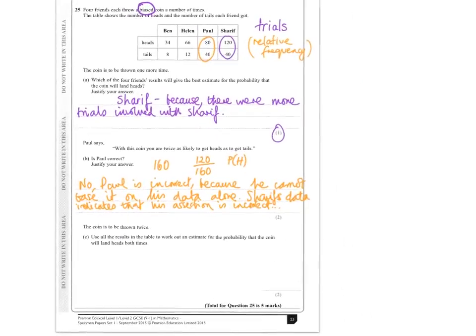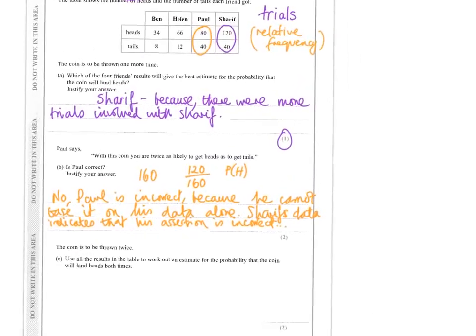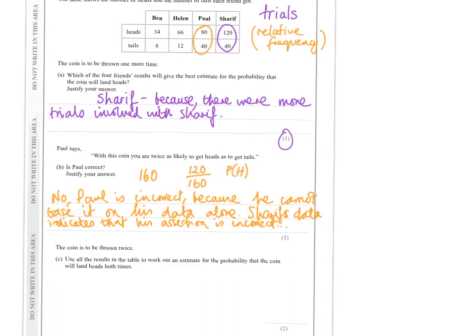Now, the last part, it says the coin is to be thrown twice. Use all the results in the table, and this is key, all the results in the table, to work out an estimate for the probability that the coin will land on heads both times. So this is by far the most difficult 2 marks on this question. So what we'd have to look at is, if we look at a probability tree, if we have our first coin here, and that is flipped or thrown, then it can either be head or it can be tails.